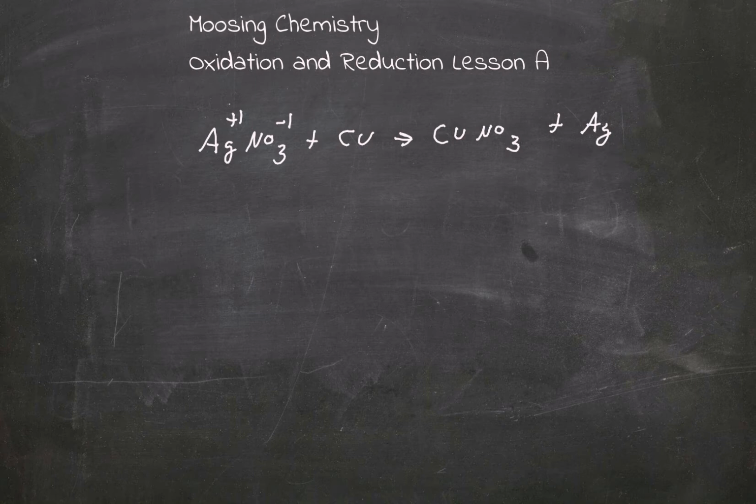Nitrate, the whole thing, this is called a polyatomic ion. So a polyatomic ion acts like it's an element. It's not really an element, but it acts like an element. So its overall charge is minus 1. Copper, when it's all by itself, is 0. This is going to be minus 1 again, and plus 1. And, of course, silver is going to be 0. All right, so let's go ahead and let's set this problem up.